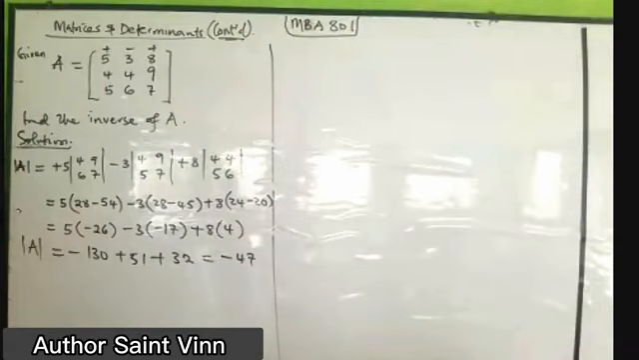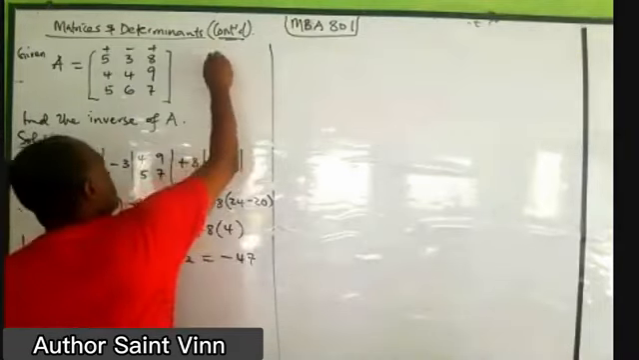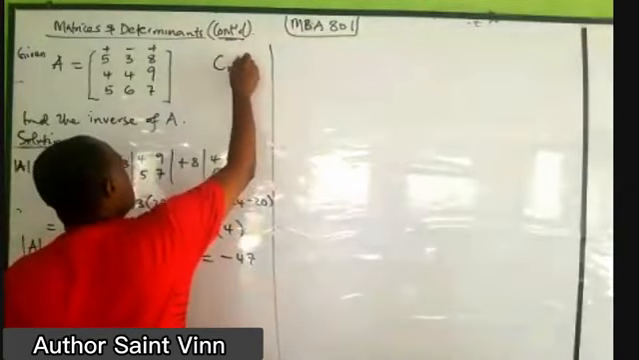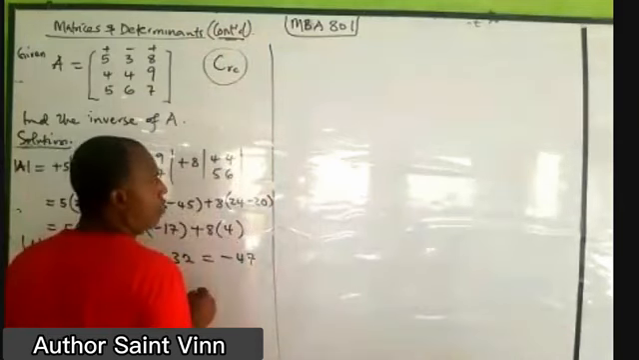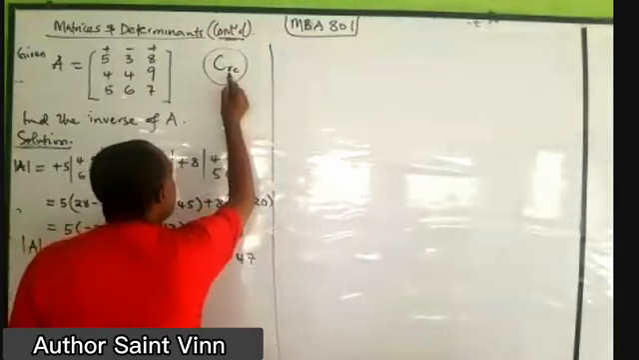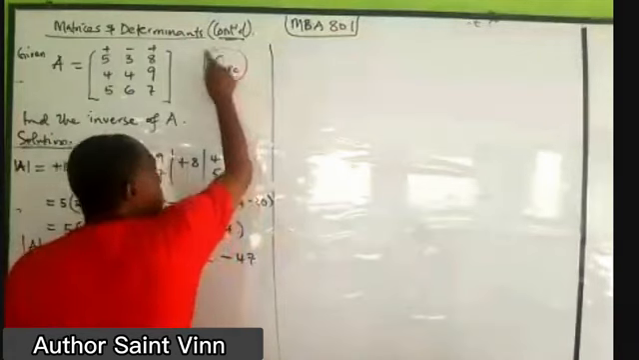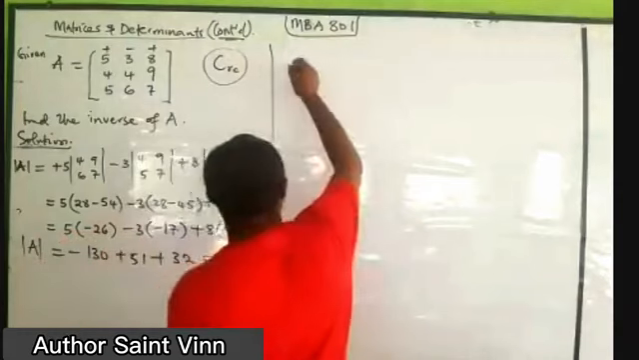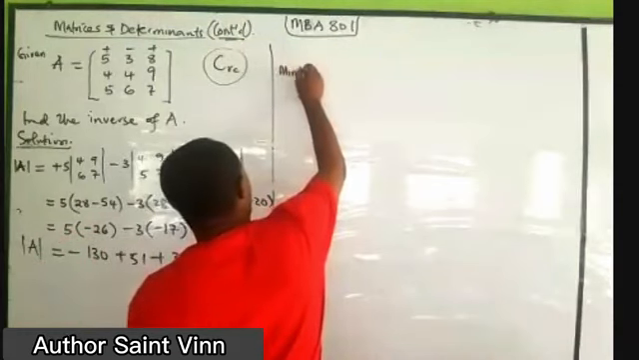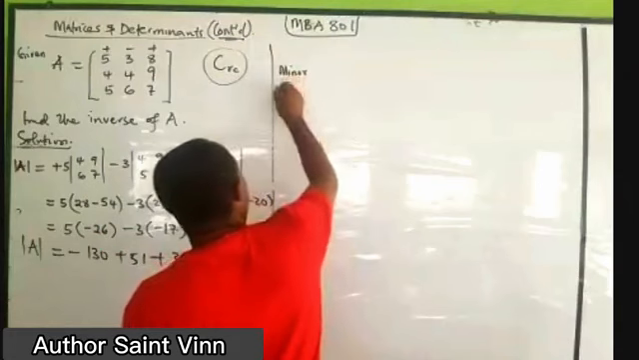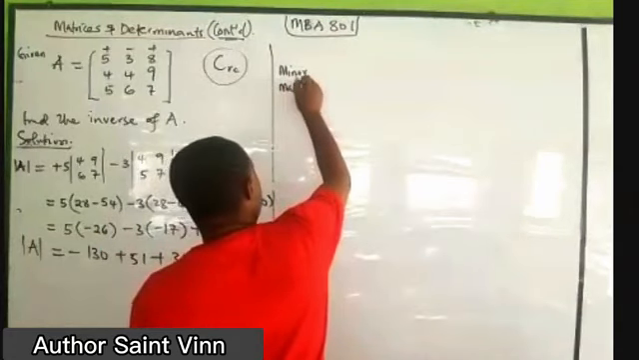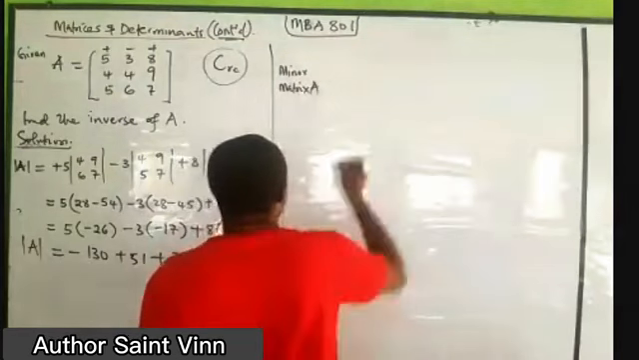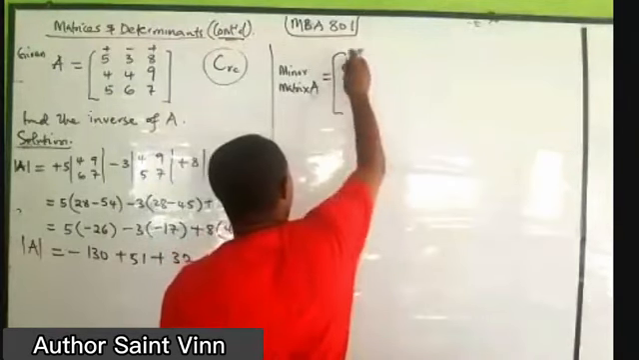Let's go. Now look at the board. This matrix C. This arrow means what? Now watch. I'm looking for the minor matrix of A, equal to, look at the board.